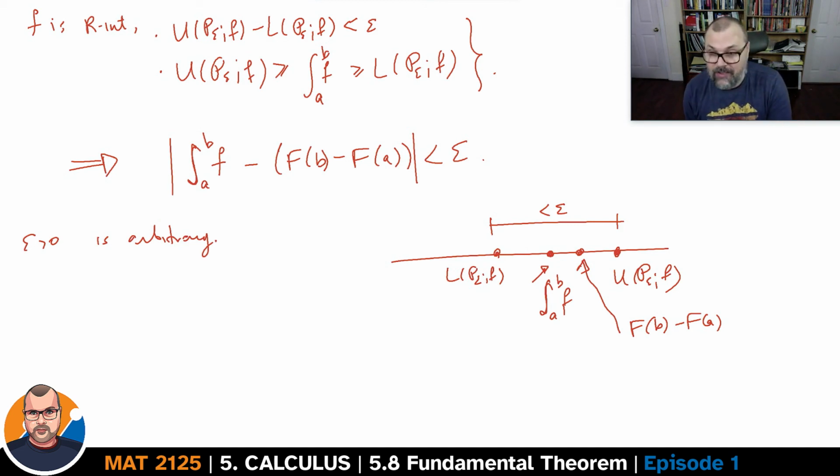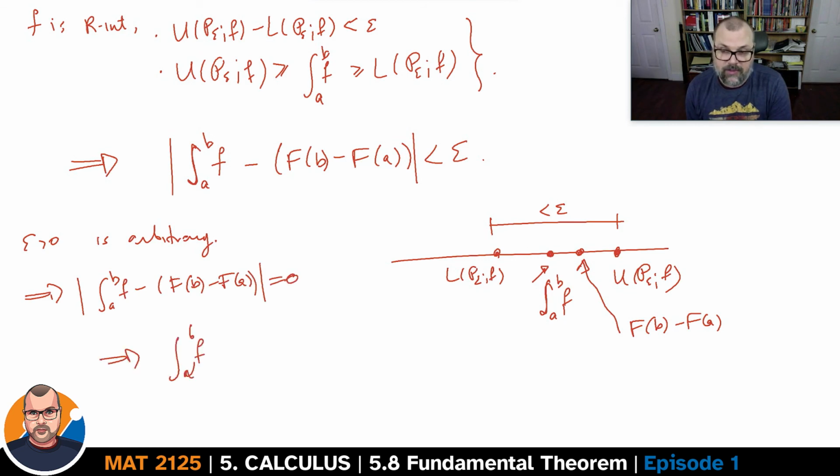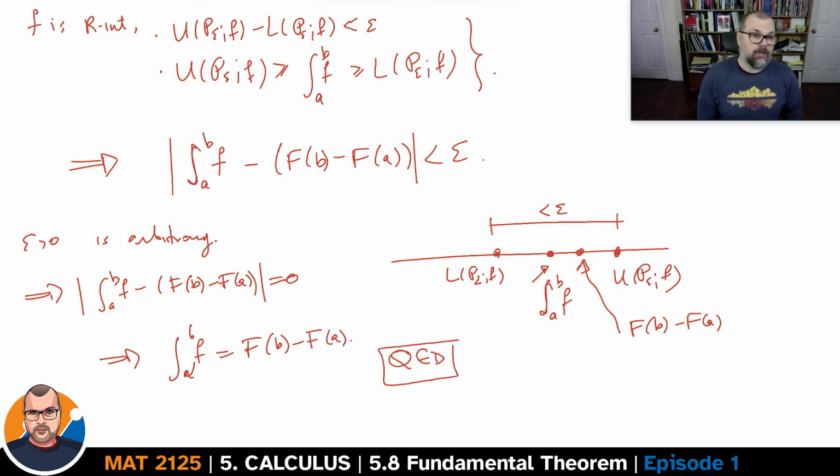There's only one possibility here. This quantity has to be equal to 0, which means that the integral is indeed equal to big F at b minus big F at a.